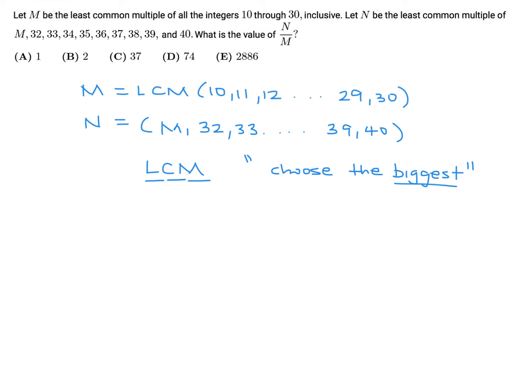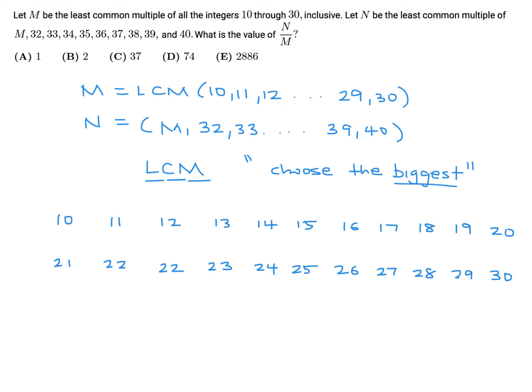Okay, well, let's see. So as I said, I'm going to do it the long way. So first let me write out all the numbers from 10 to 30. And there you go. Now my task is for each of these numbers, I've got to put their prime factorization. So for example, this is 2 times 5. This is just 11. This is 2 times 2 times 3. This is just 13. This is 2 times 7. This is 3 times 5. 2 to the power of 4, just 17. 2 times 3 to the power of 2, 19. 2 to the power of 2 times 5. 3 times 7. 2 times 11.